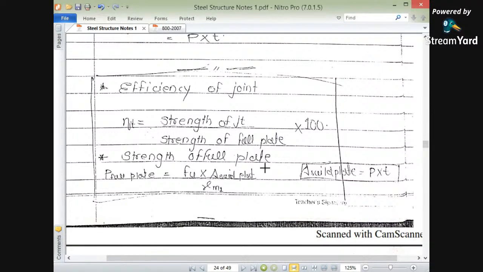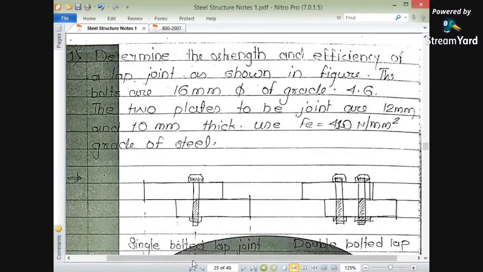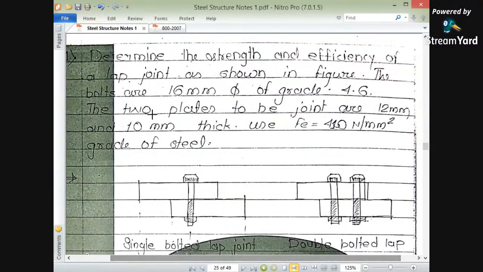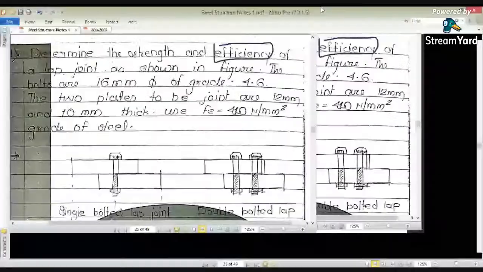How to find the strength of the full plate? It is the load taken by the full plate, f_u multiplied by the area of the solid plate, divided by gamma_m1. The area of the solid plate is P into t. So these are problems related to design efficiency. In the previous problem we calculated only the strength, but here, in addition to strength, we are also calculating the efficiency.